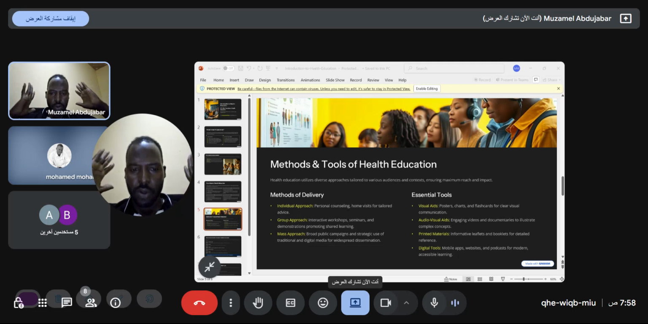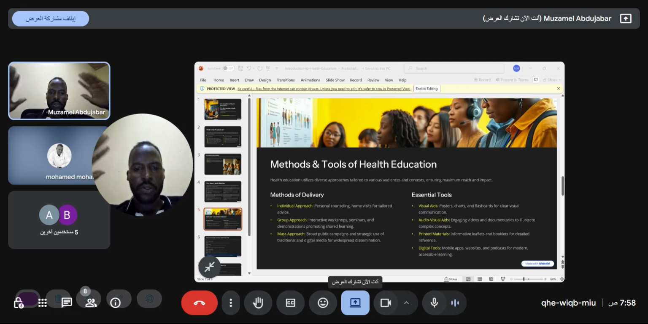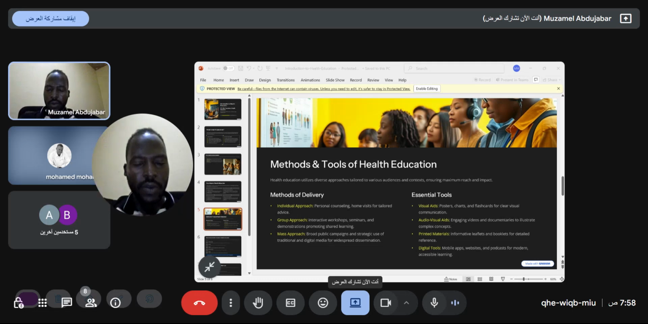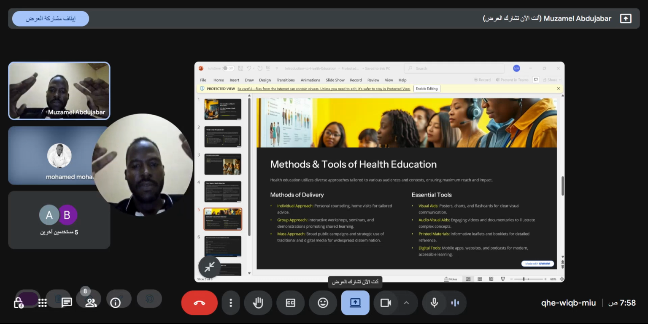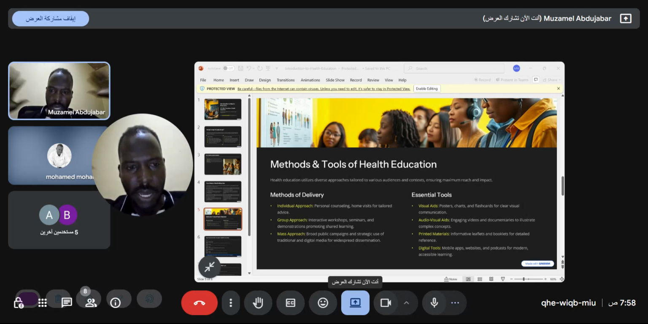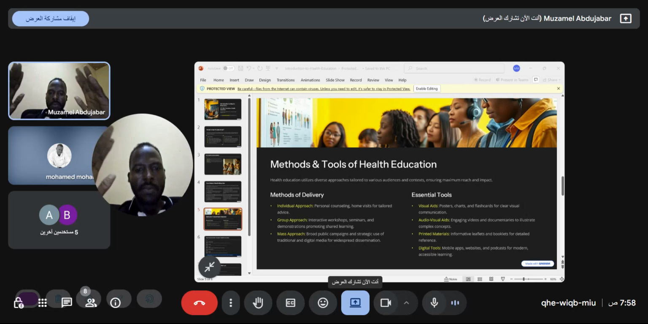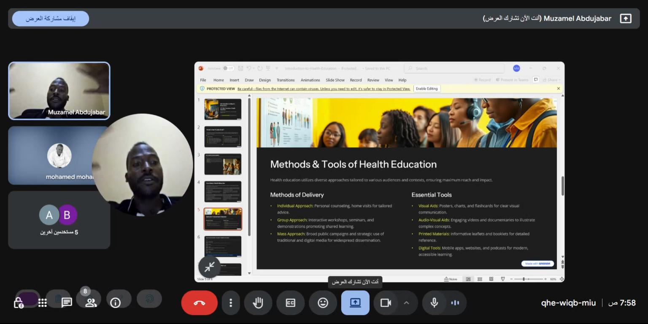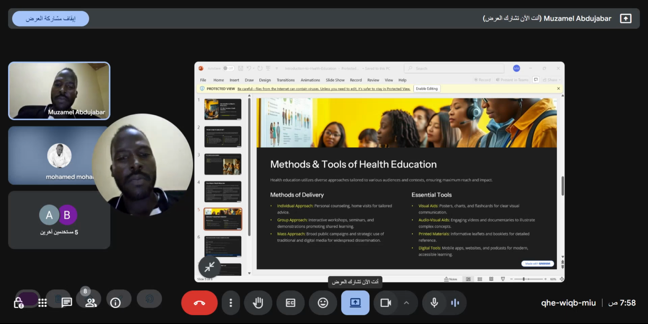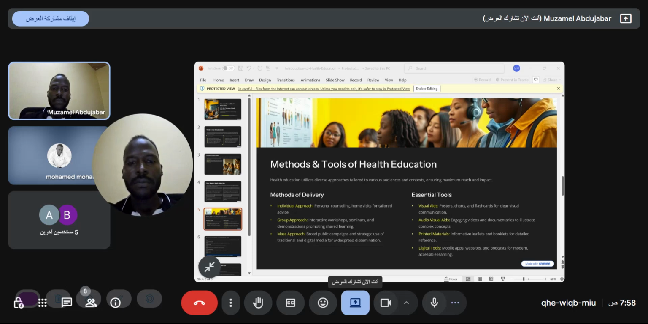These are the three methods, or three approaches, for health education. Sometimes we call it method or approach. One is individual, person by person. Second is the group approach, gathering people in a shelter or some place and giving them awareness. Third is the mass approach, the big population, to whom you can give the message. This is the method of delivery of education.